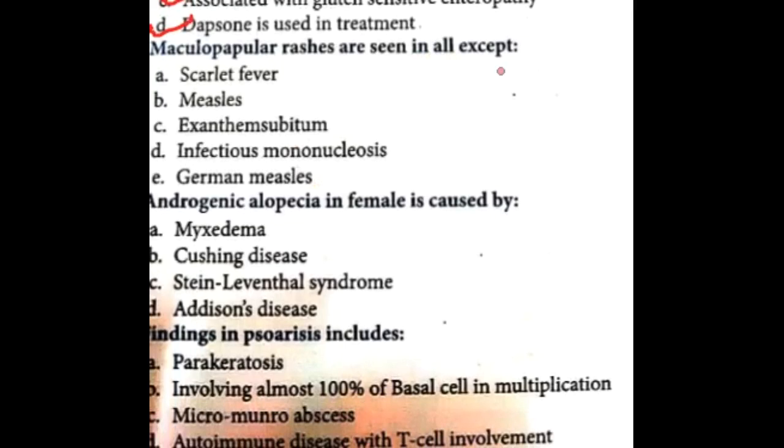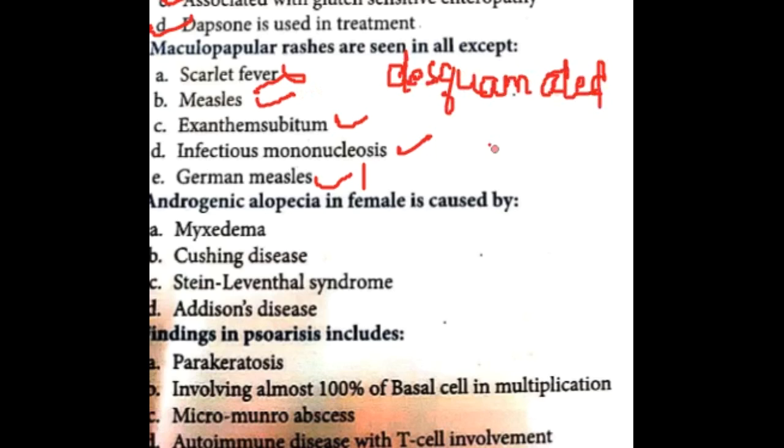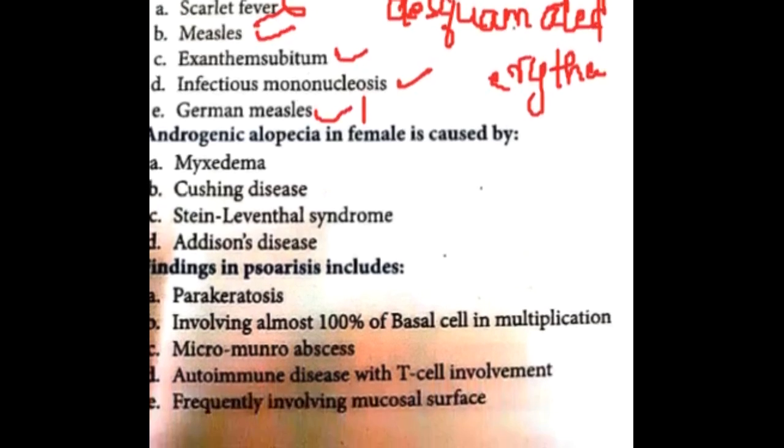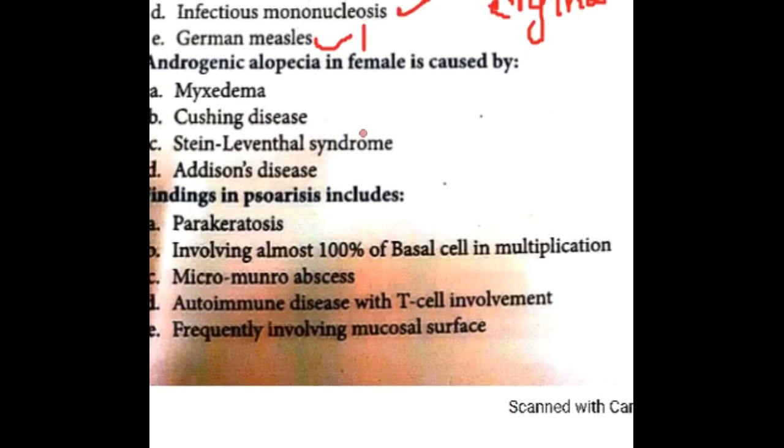Maculopapular rashes are seen in all except. Maculopapular rash is seen in measles, exanthem, German measles, that is rubella, and infectious mononucleosis. So you will not see maculopapular rashes in scarlet fever. In scarlet fever, desquamated erythema is seen. Then next question.